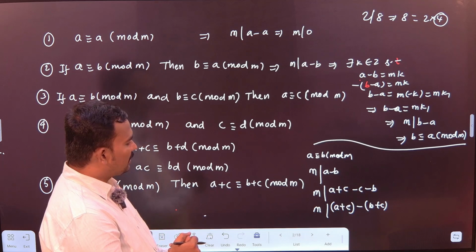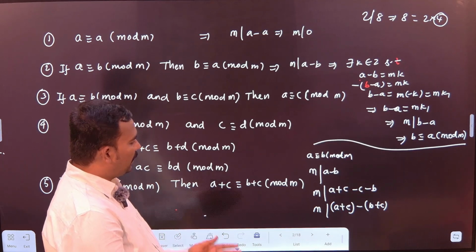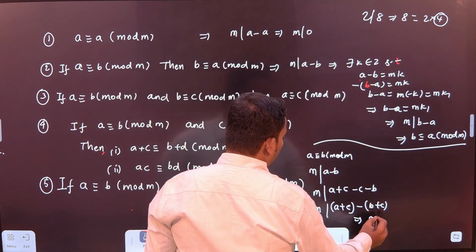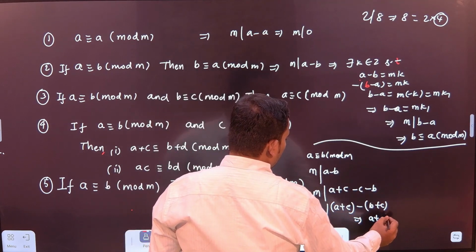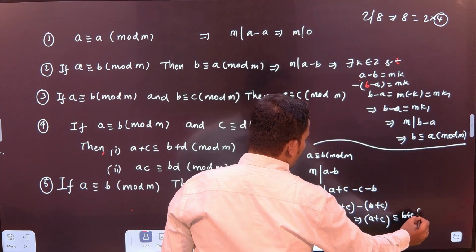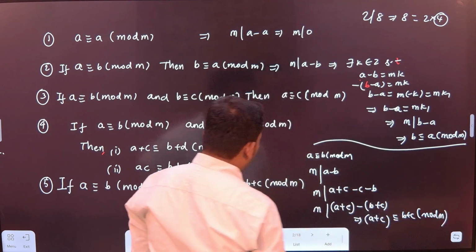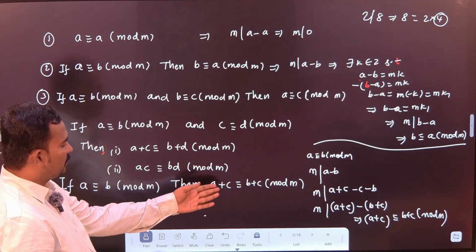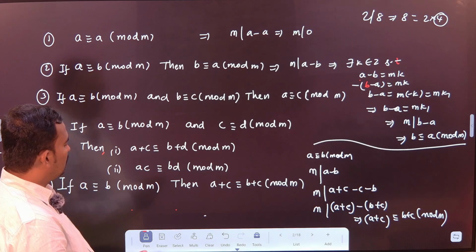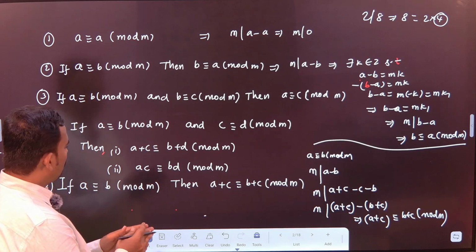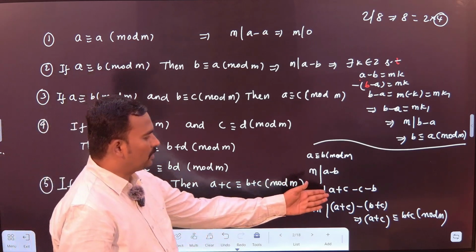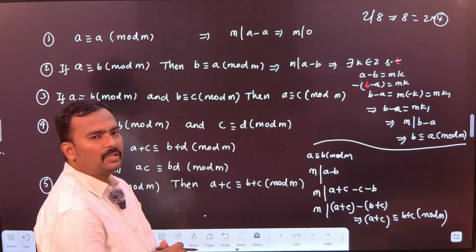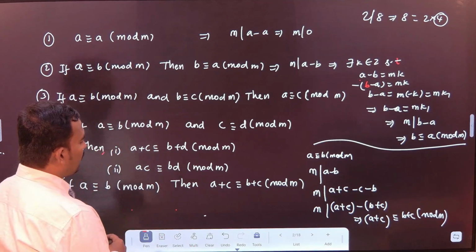So from this, what can we say? A plus C minus B plus C is there, right? So from this we can say A plus C is congruent to B plus C modulo M, right? Clear? So some integer C, you can add it on both sides, right? It will not be changed. So we proved this one. You take any number, you can add and subtract it. There is no change in the divisibility, right? I hope everyone understands, right?